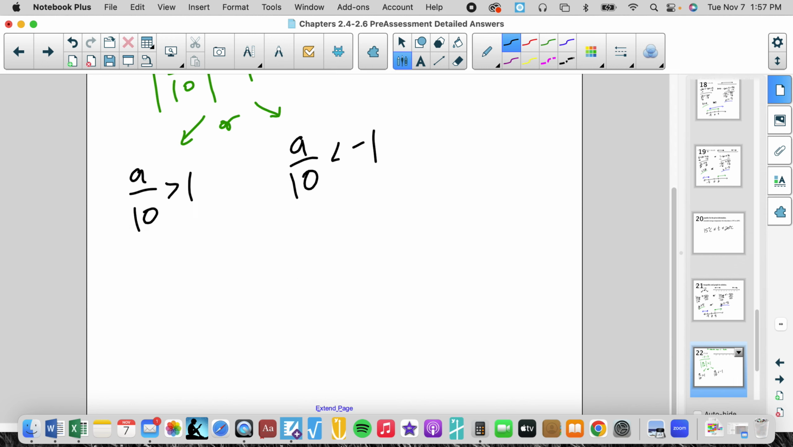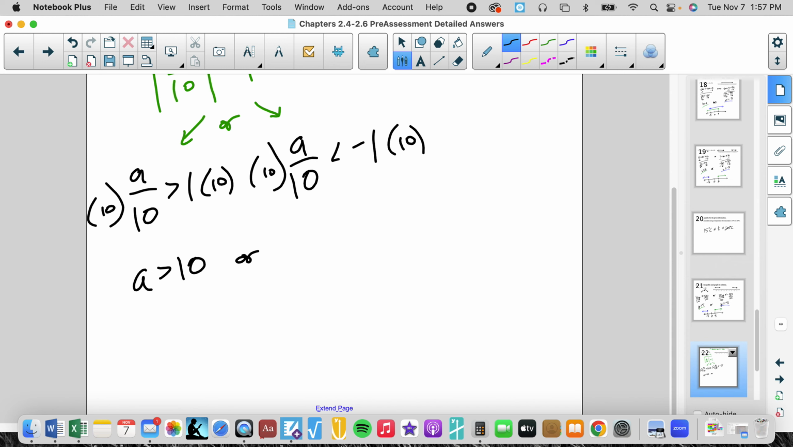Don't forget to flip the sign of the number on the right. We multiply both sides by 10. A is greater than 10, or multiply both sides by 10, we get a is less than negative 10. A is greater than 10.